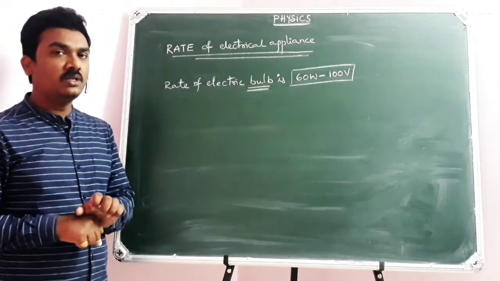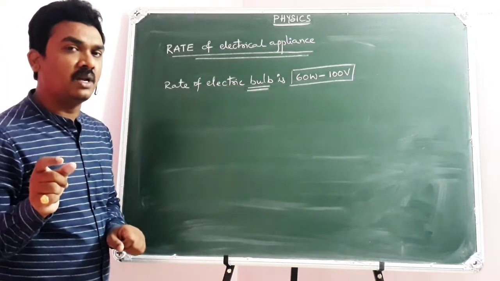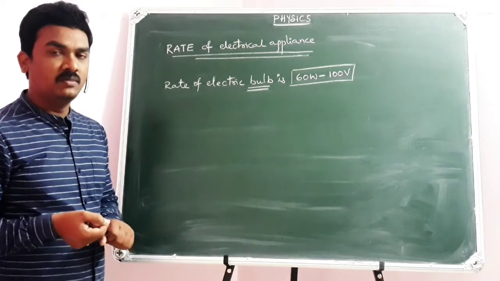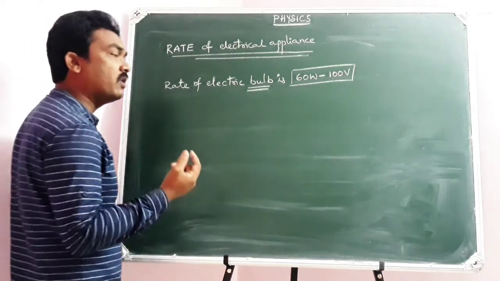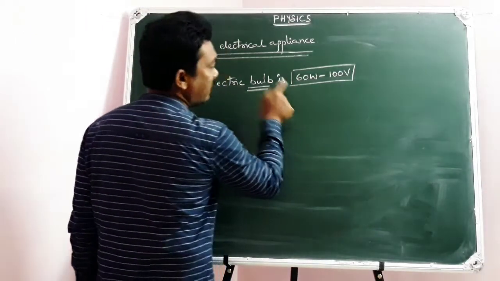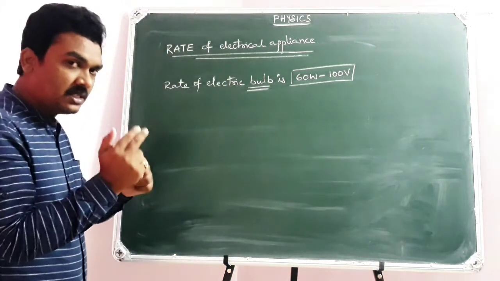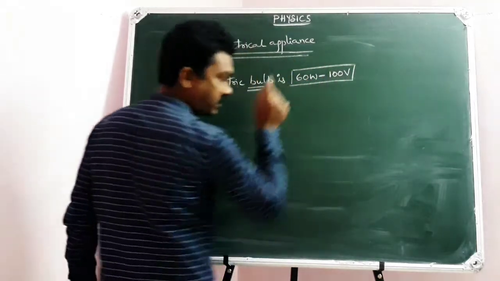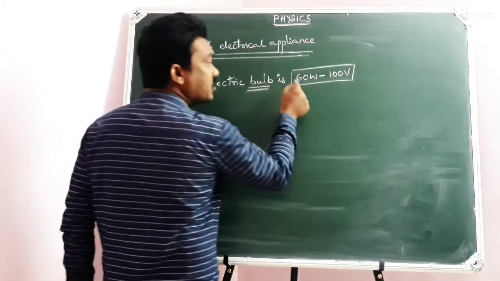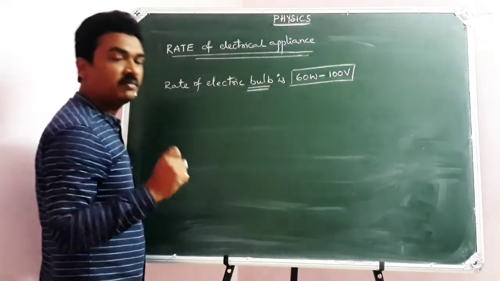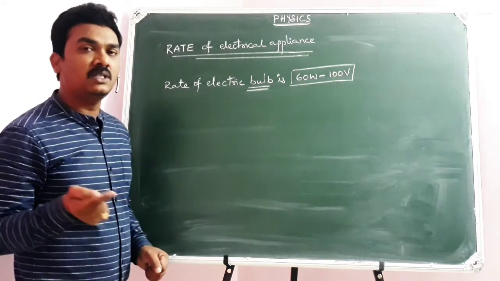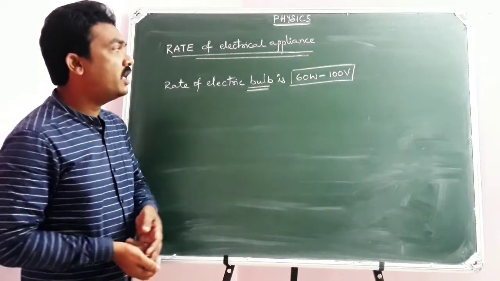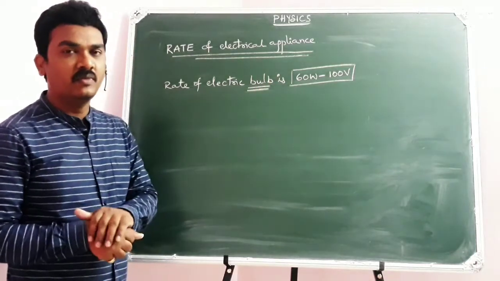Immediately you may get a doubt. Sir, if the potential difference across the bulb is not 100 volt, it is some 20 volt, then it consumes power which is less than 60 watt. This is the maximum potential difference at which it can consume the maximum power. If potential difference across the particular bulb is 20 volt only, then it will consume less power.